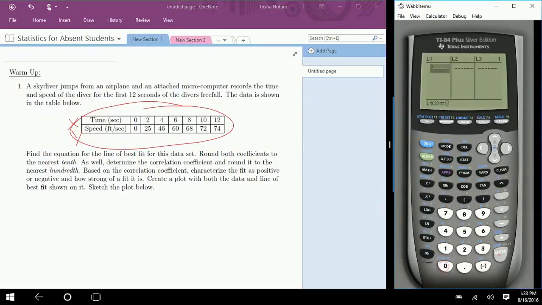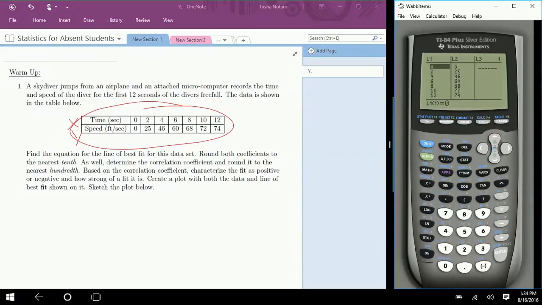So I'm going to put 0, 2, 4, 6, 8, 10, and 12. Okay, I then move over to the right so I can get to L2, and I put our speed, our Y values: 0, 25, 46, 60, 68, 72, and 74. You know you put them in correctly if your last X and Y are paired up together. So we have all of those in there.